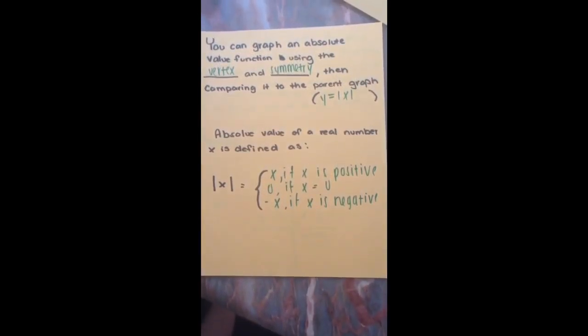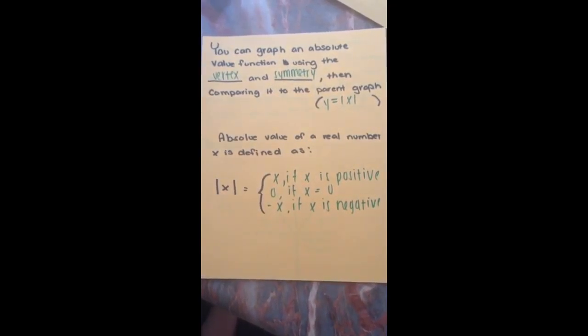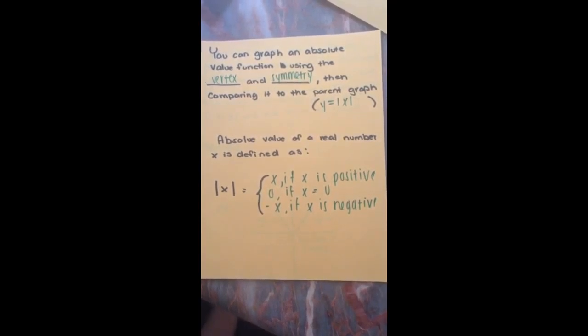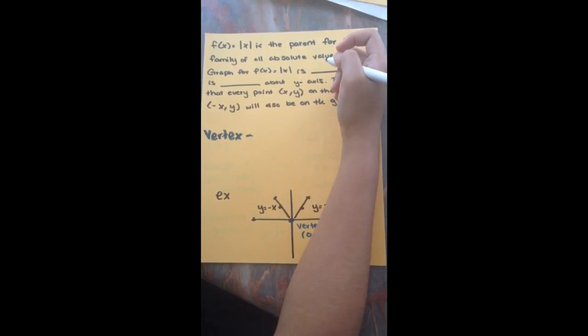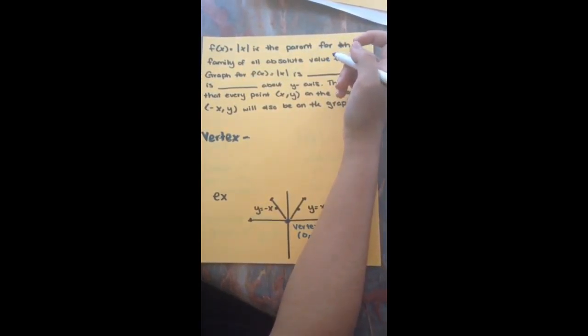Then compare it to the parent graph, y equals absolute value of x. Here you go. The absolute value of a real number x is defined as: absolute value of x equals x if x is positive, 0 if x equals 0, and negative x if x is negative. The function y equals absolute value of x is the parent for the family of all absolute value functions.